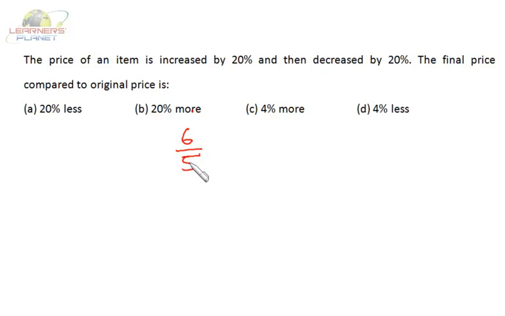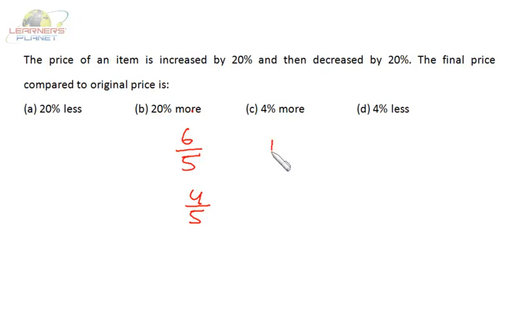Then it is decreasing by 20%. What does a 20% decrement mean? It's actually getting 80%. So first of all, it is going up by 20%, then it is going down by 20%. That means first of all it becomes 120%, then it becomes 80%. Okay, now this is the concept. Now how would we apply that?